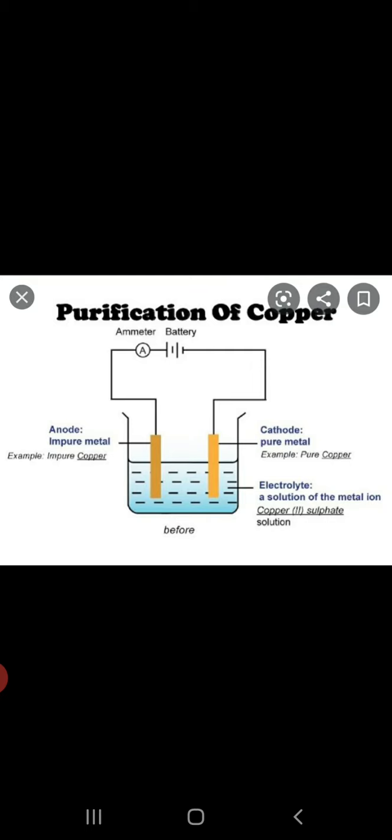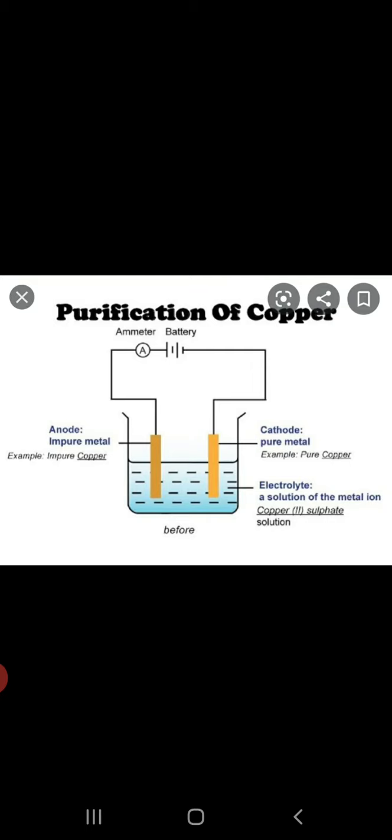Alright, so here the electrolyte we will take is copper sulfate, which will work as an electrolyte in the process of electrorefining. Now when the current is passed, the anode dissolves, but only the pure metal deposits on the cathode. Now, as we all understand, when the current is passed, the anode will get dissolved.